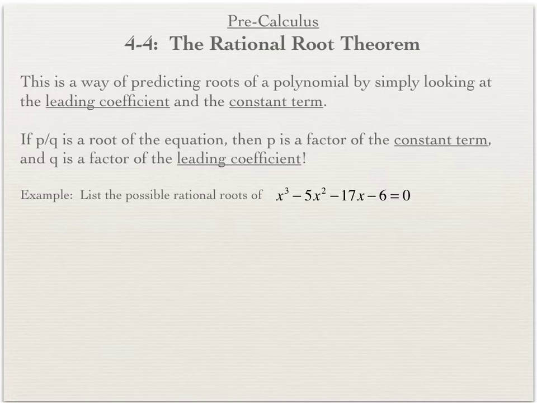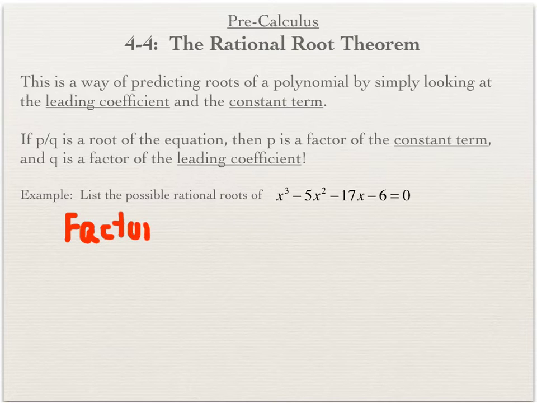So it says, as you can see, if p divided by q is a root of the equation, there's our rational part, kind of fractiony looking, then p has to be a factor of the constant term. That would be the number that's by itself. And q is a factor of the leading coefficient. In this case, it would just be a 1. So if we look at this particular example here, could we list the possible rational roots of that polynomial I have there? Well, what I'm going to do is try to write this out a little bit.